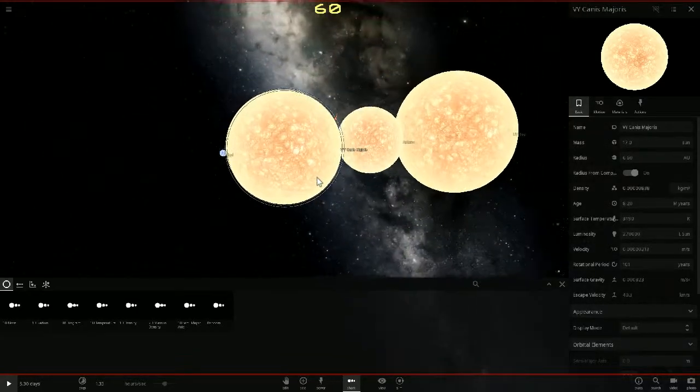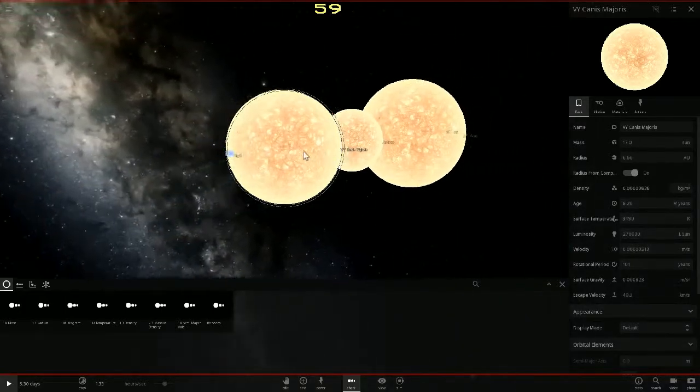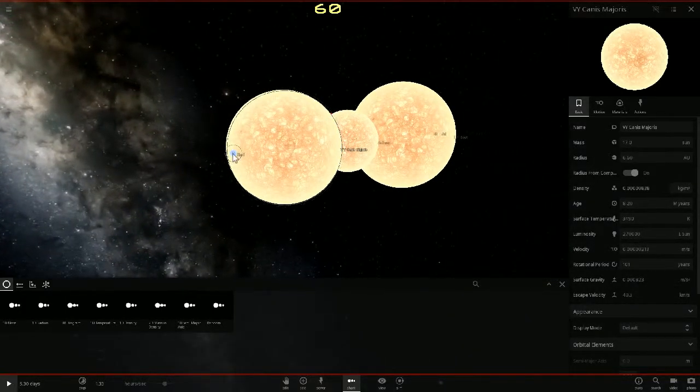And then we go to the star. Oh no, this is Phi Canis Majoris. My apologies. This is Antares, I believe. It's a red giant. Now we go to Phi Canis Majoris. It is 17 times the mass of the sun, but its radius is only 6.6 astronomical units.